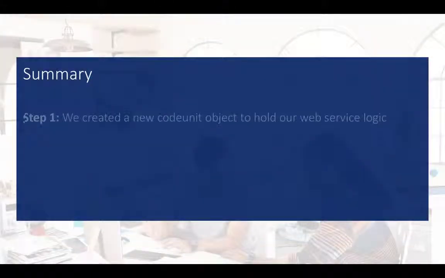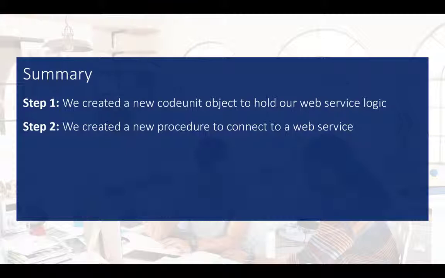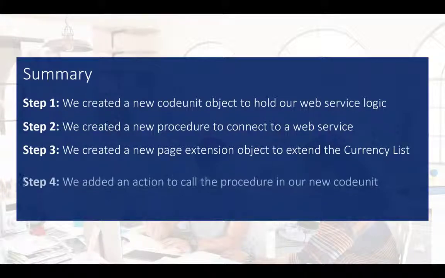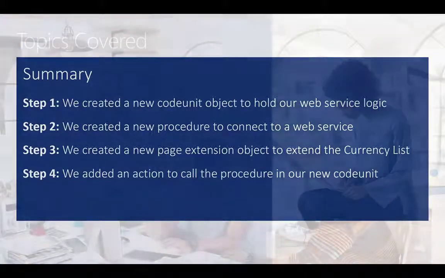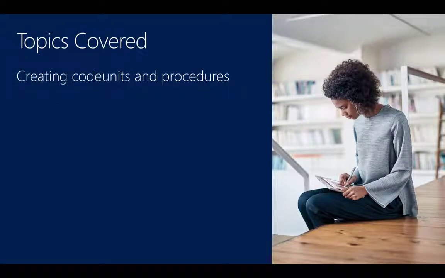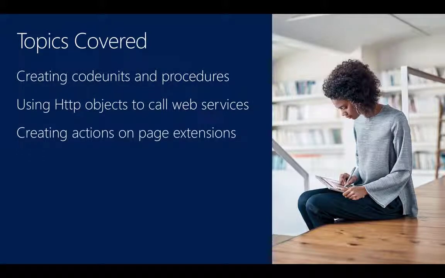In summary, first we created a new code unit that holds the logic for our web service. Then we created a new procedure that handles the actual call to the web service. Next, we created a new page extension to extend the standard currency list functionality. Finally, we added an action to the page extension to call the procedure in our new code unit. Topics covered in this video are creating code units and procedures, using HTTP objects to call web services, and creating actions on page extensions.